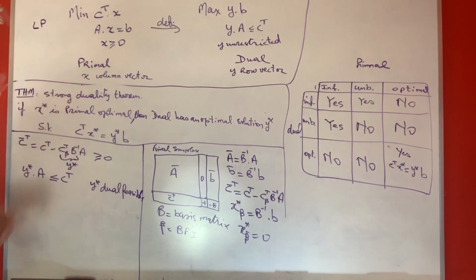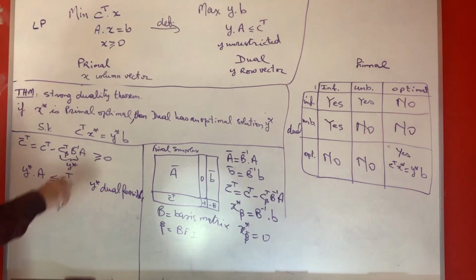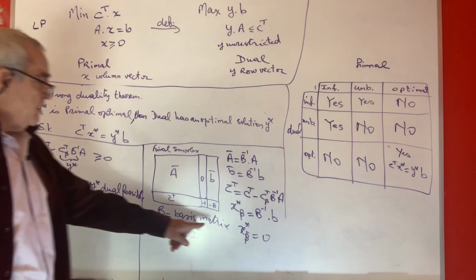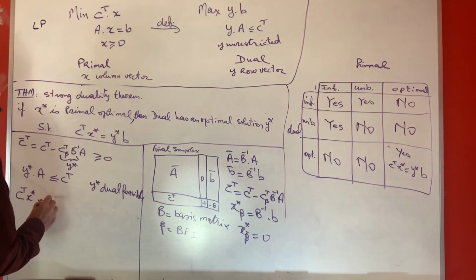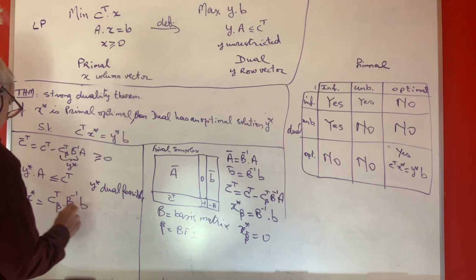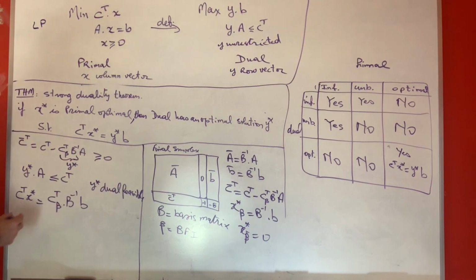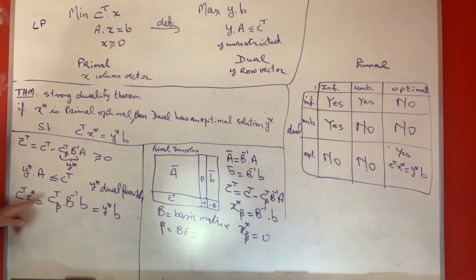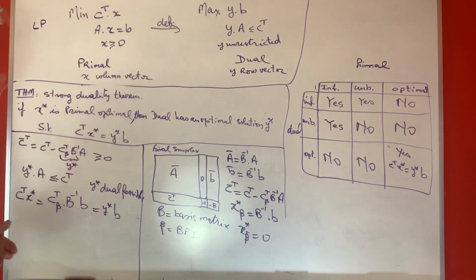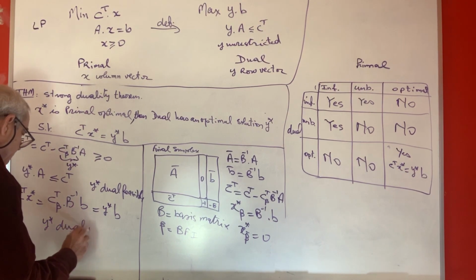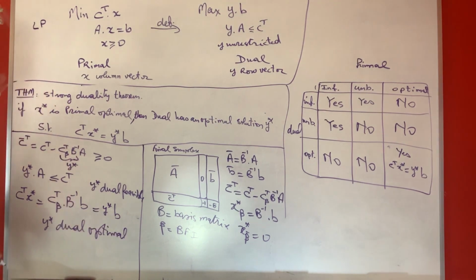It satisfies the constraint of the dual. And now let's compute the objective function. What is C transpose X star? Remember, X beta bar is 0, so it's just C transpose beta times B inverse B. Right? Because X beta bar is 0. And this is my Y star, so this is equal to Y star B. So the two objective functions are equal. And because of the previous corollary to the weak duality theorem, Y star is dual optimal. Okay? And that concludes the proof of the strong duality theorem.